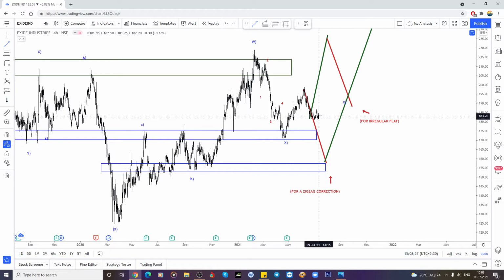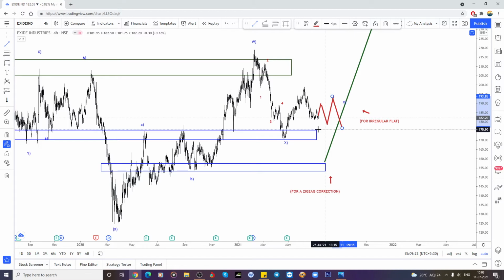Now it can go like this. It could do this kind of smaller three-wave structure, and after this one more wave high. Once again I will remove all those drawings, and one more wave to the downside if it didn't break the high, but it has no need to break this low. After this it will do one more high.